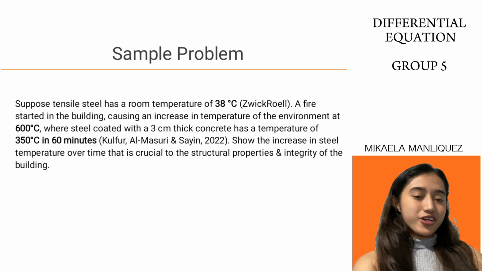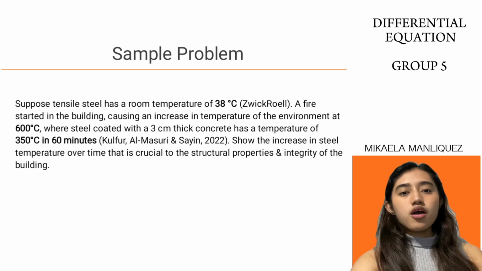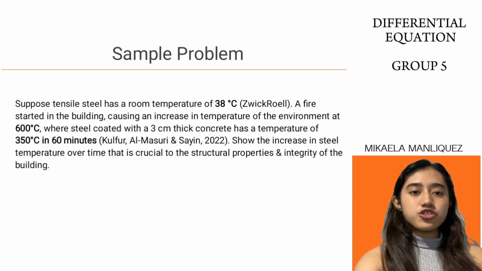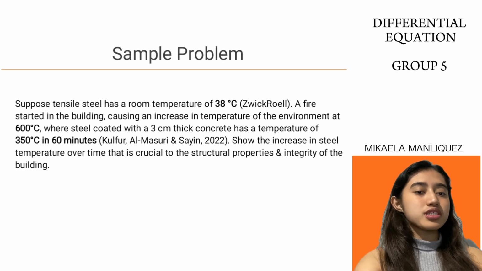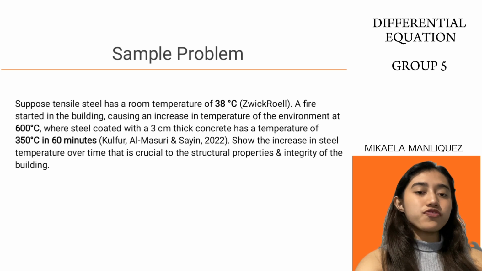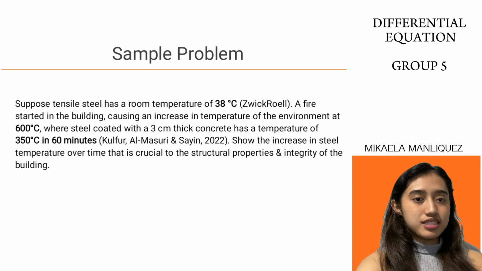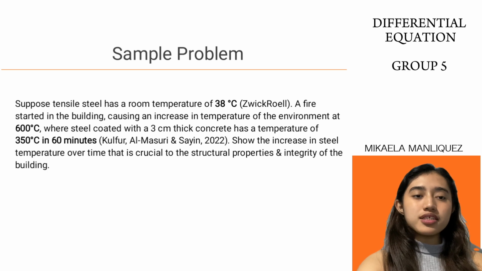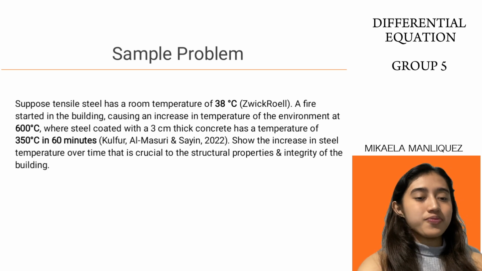I am Micaela Maria D. Manliquez. Moving on to the problem of the discussion, it states: a fire started in a building that increased the temperature up to 600 degrees Celsius, where a certain steel coated with 3 centimeter thick concrete reached 350 degrees Celsius in 60 minutes. Suppose the 3 centimeter concrete coated steel had a room temperature of 38 degrees Celsius. Find its increase in temperature over time.